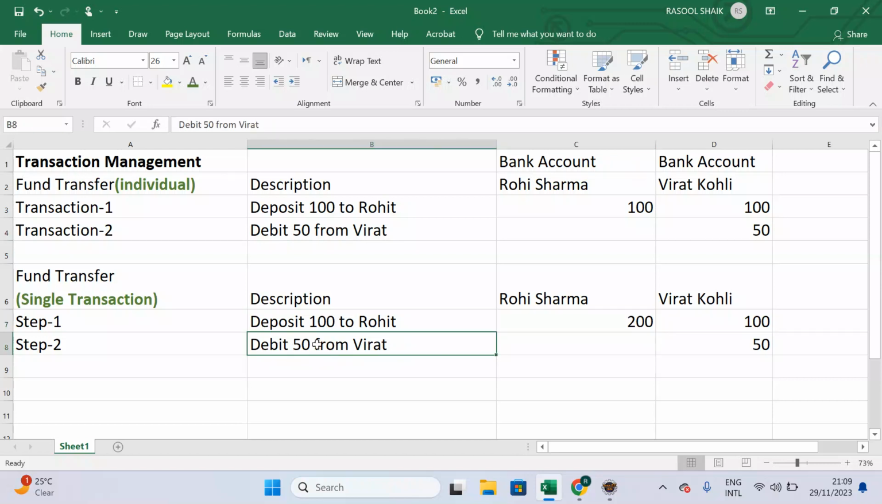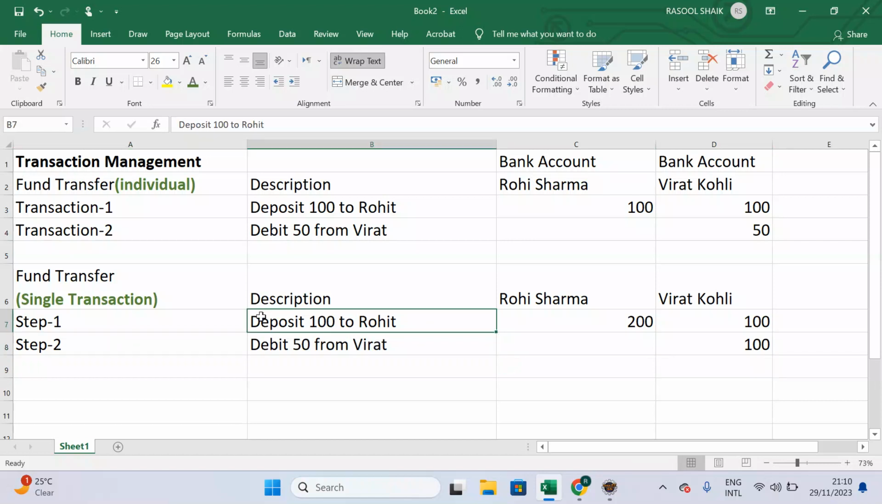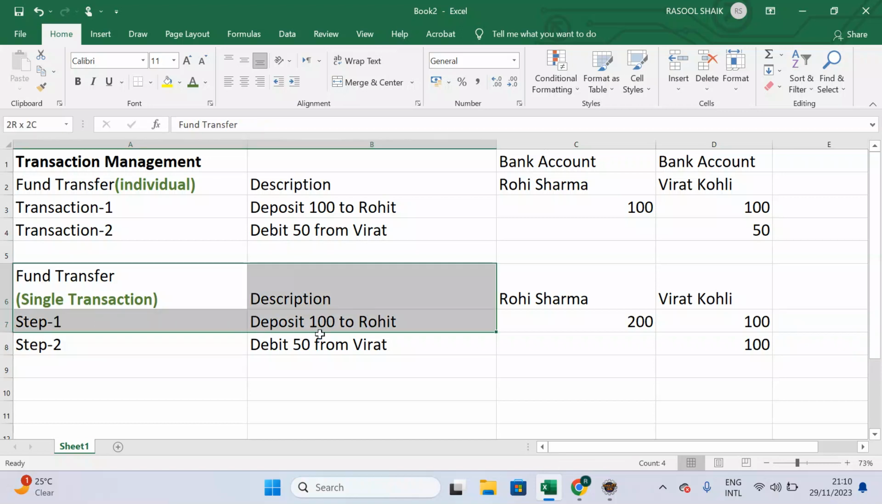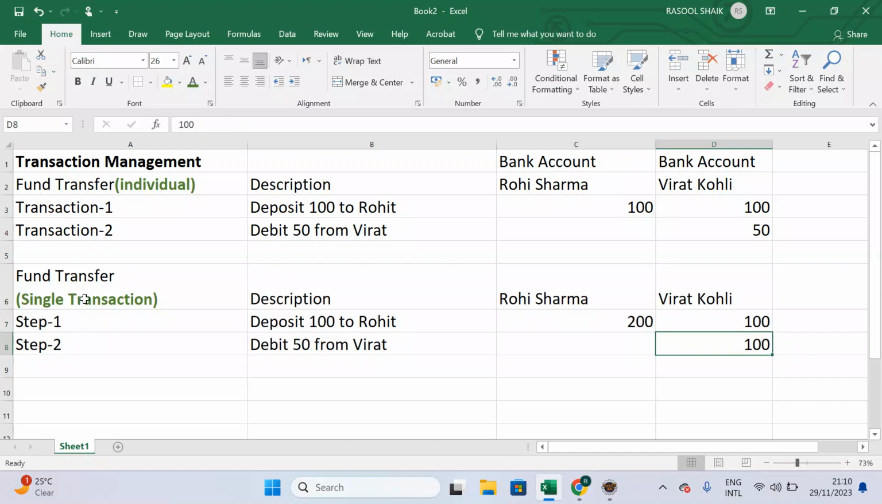Now, as part of the same single transaction, depositing 100 rupees to Rohit Sharma is successful. Let's assume step 2, debiting 50 rupees from Virat Kohli's account, has failed. Then Virat Kohli's account still has 100 rupees only. So the second step failed and the first step succeeded. Altogether, what we can call this is an inconsistent transaction.